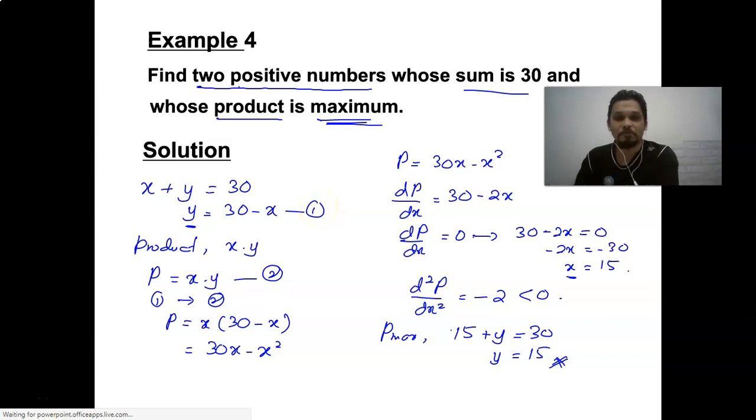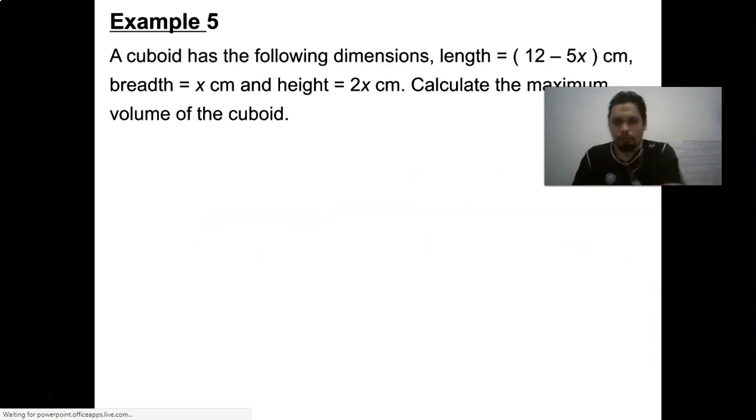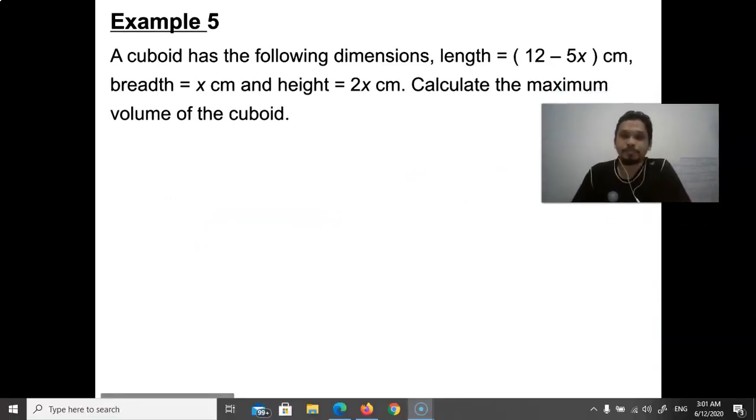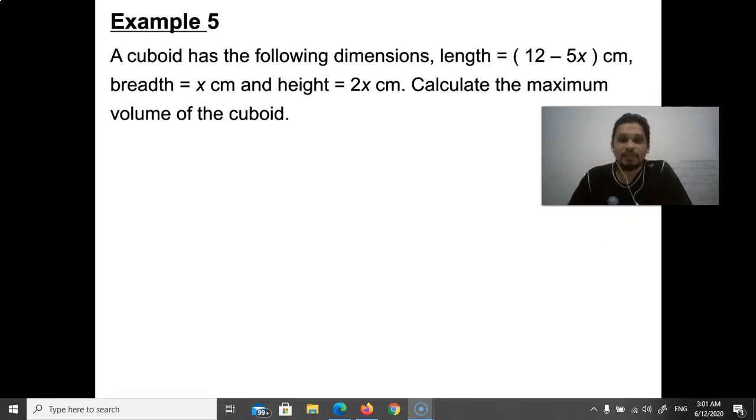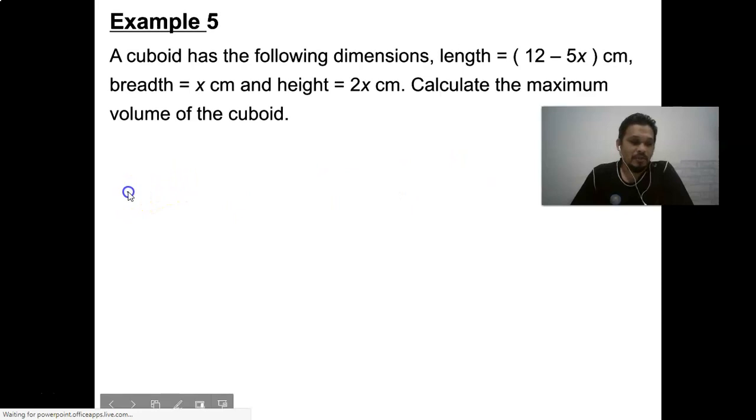Question example 4. A cuboid has the following dimensions: length of 12 minus 5x, breadth of x, and also height of 2x cm. Calculate the maximum volume of the cuboid. Okay, so just imagine that this is the cuboid here now.